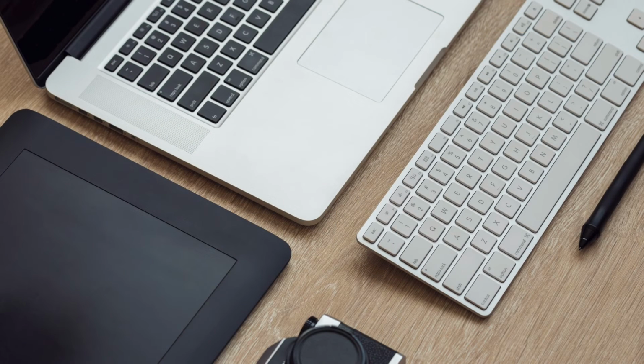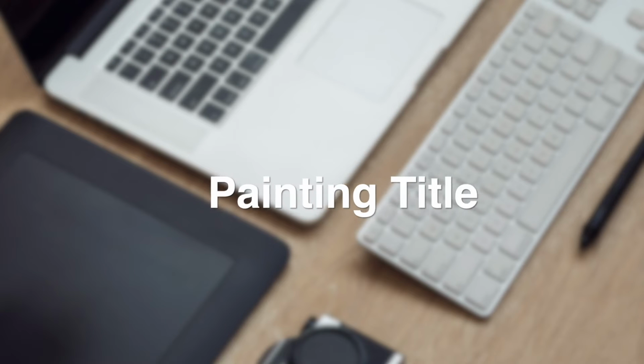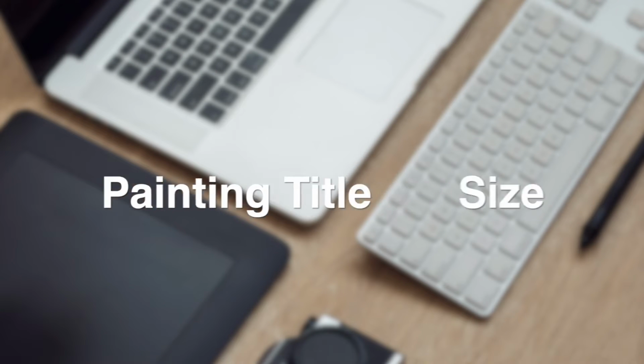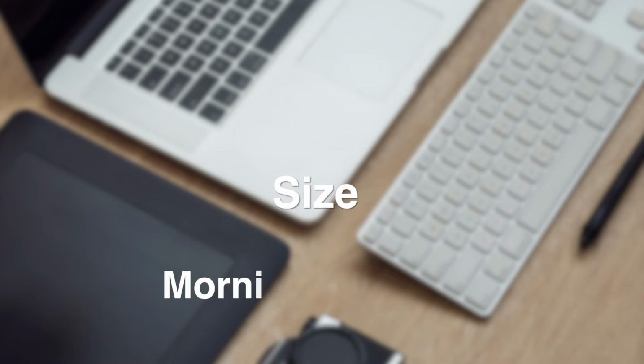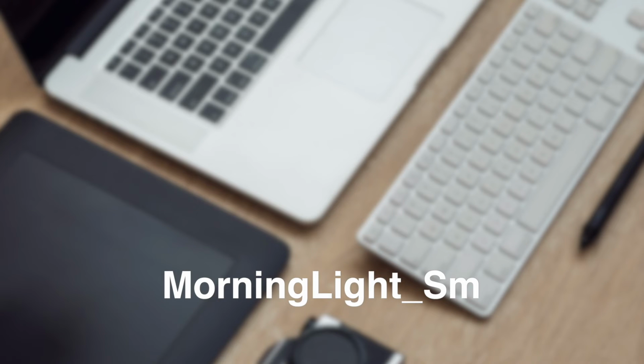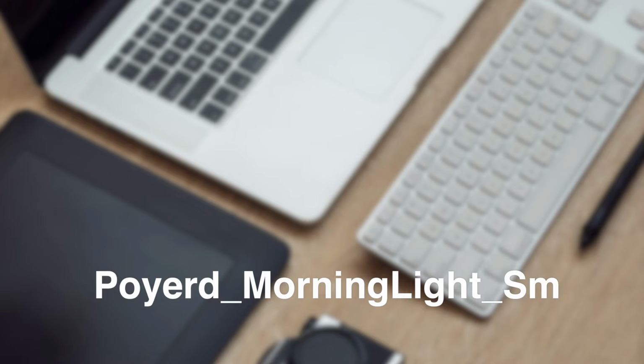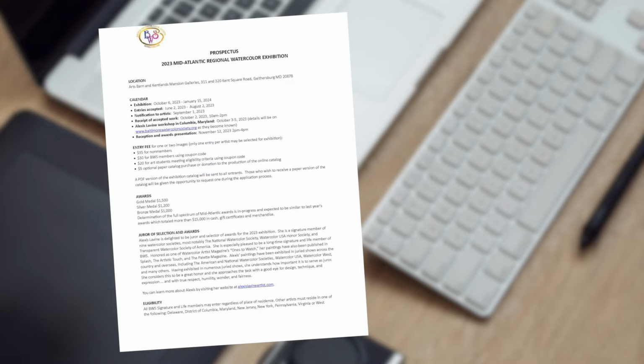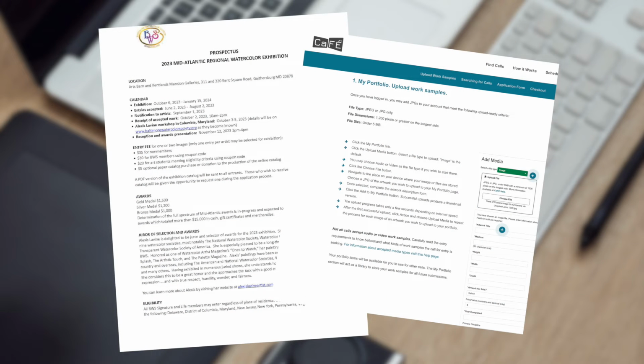A word about file naming. It's a very individual thing, but a typical method is to use the painting title, as I've shown you, followed by the size, morning light_small. If submitting the image somewhere, typically you'll list your last name first. For example, Poyerd_morning light_small. If submitting to an exhibit, check the prospectus for naming specifications. Sometimes they prefer that all submissions use the same naming format.